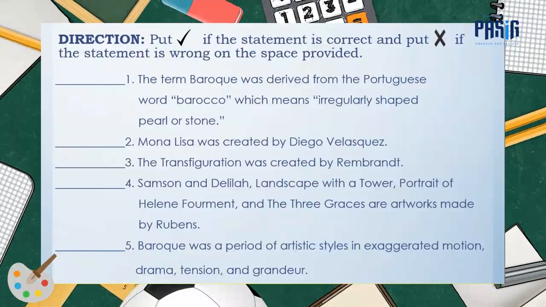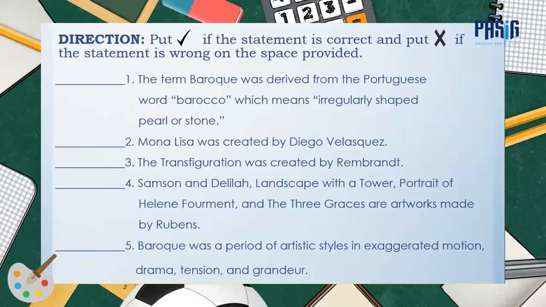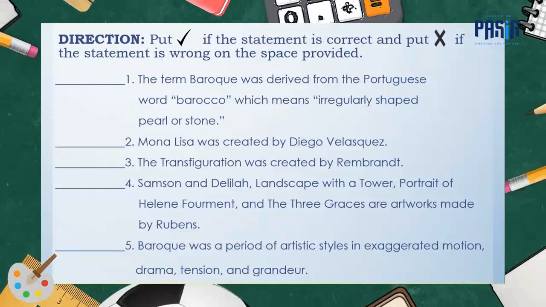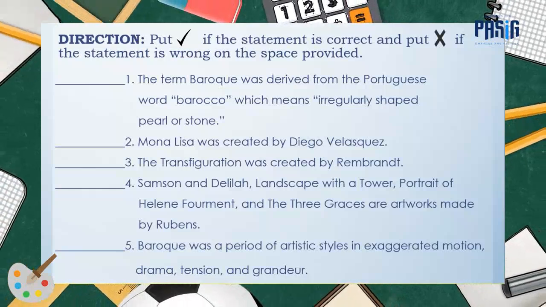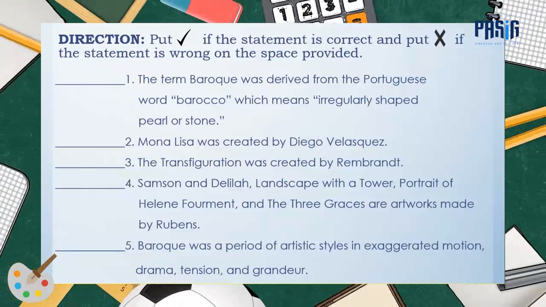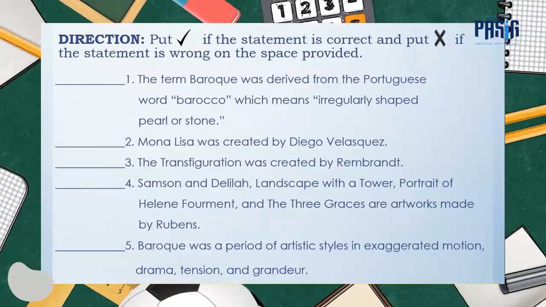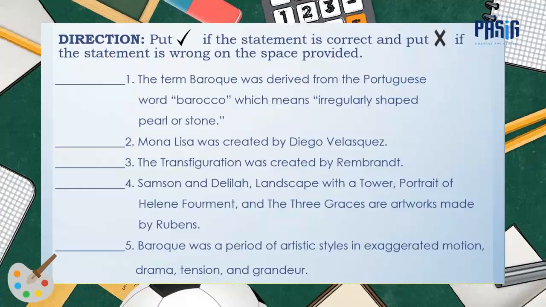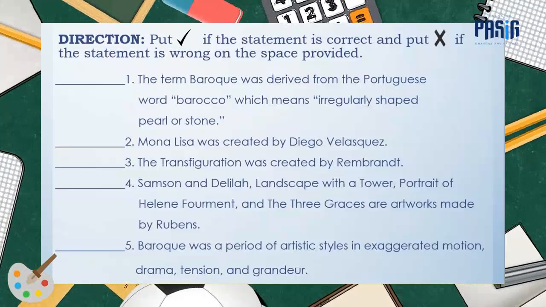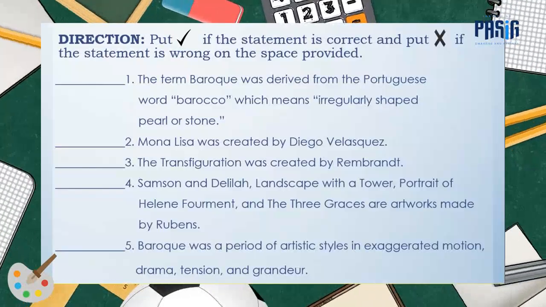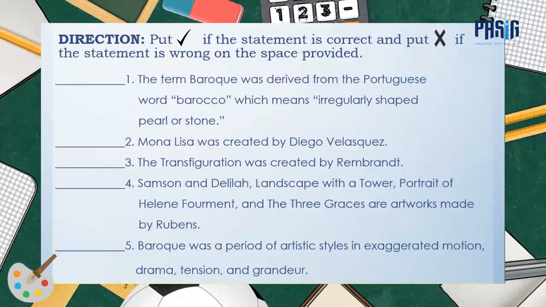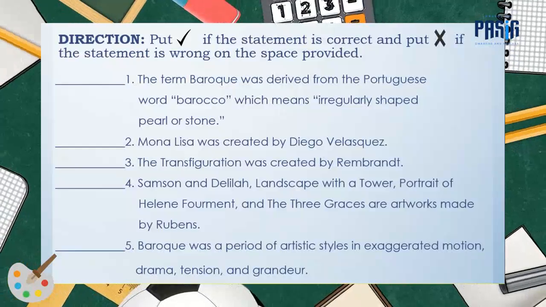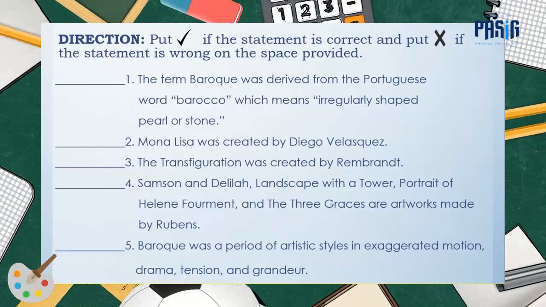2. Mona Lisa was created by Diego Velázquez. 3. The Transfiguration was created by Rembrandt. 4. Samson and Delilah, Landscape with the Tower, Portrait of Helene Fourment, and The Three Graces are artworks made by Rubens. 5. Baroque was a period of artistic styles in exaggerated motion, drama, tension, and grandeur.